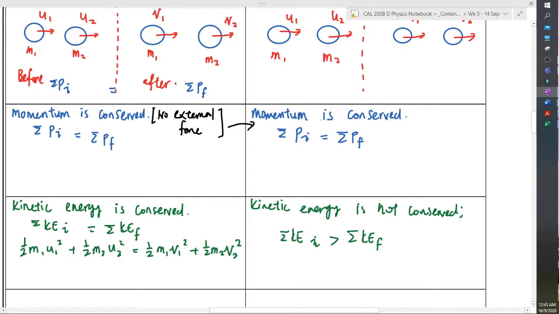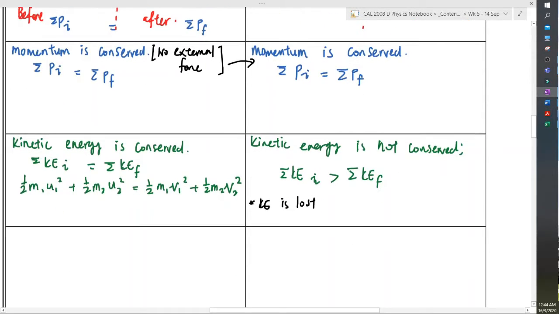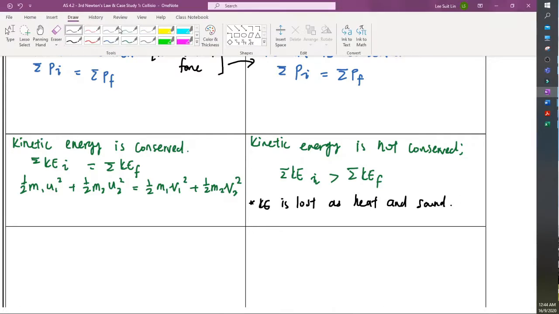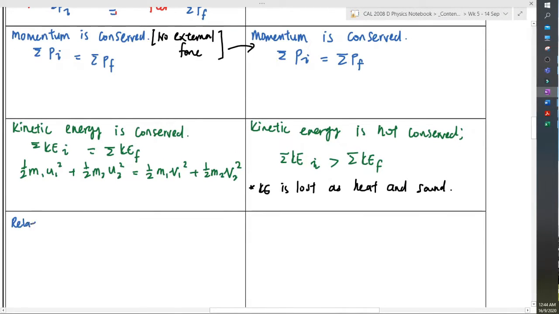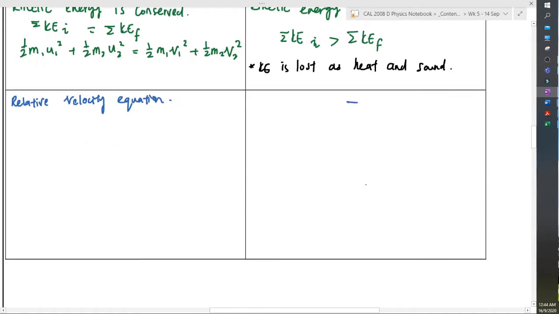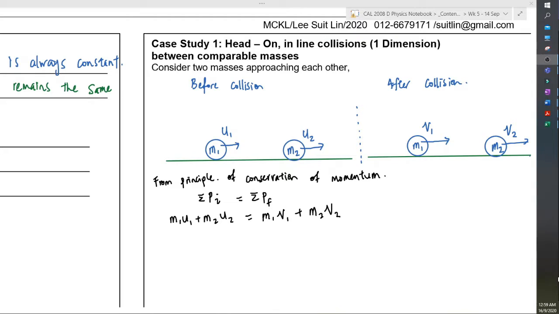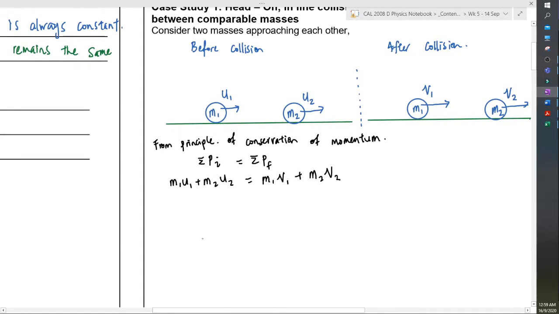Okay? So the condition for momentum to be conserved is no external force. It applies for both cases. Whereas for the second case, inelastic collision, KE is lost because there's heat and sound during the collision. And for elastic collision, we can use the relative velocity equation. So I'm going to now derive the relative velocity equation, if you were to go back to page 2.